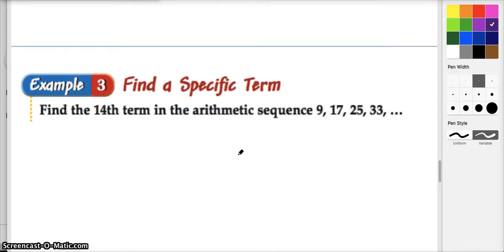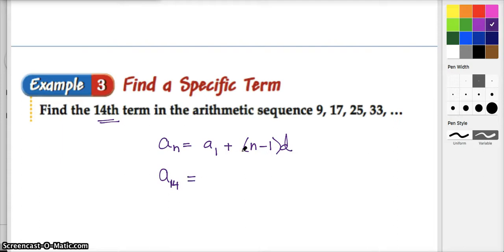So here we're looking to find a specific term. Here's an arithmetic sequence, and we want to find the 14th term. Our equation said A sub n is equal to A sub 1 plus n minus 1 times d, where d is the common difference. So if I'm looking for the 14th term, technically I can write that as A sub 14, right? A sub 14.